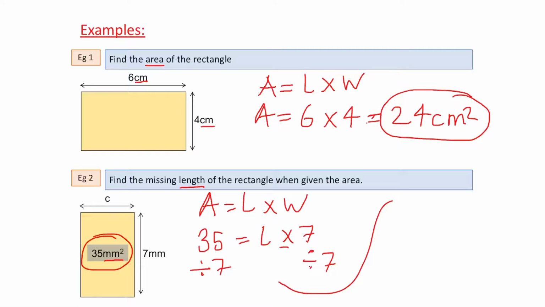35 divided by 7 is 5, and 7 divided by 7 is 1. So we are left with 5 is equal to L. So the length is 5 millimetres. We can go back and check whether this is correct. So we have the length that we've just worked out and we know the width is 7. So 7 times 5 is equal to 35, which gives us the answer that we need for area.